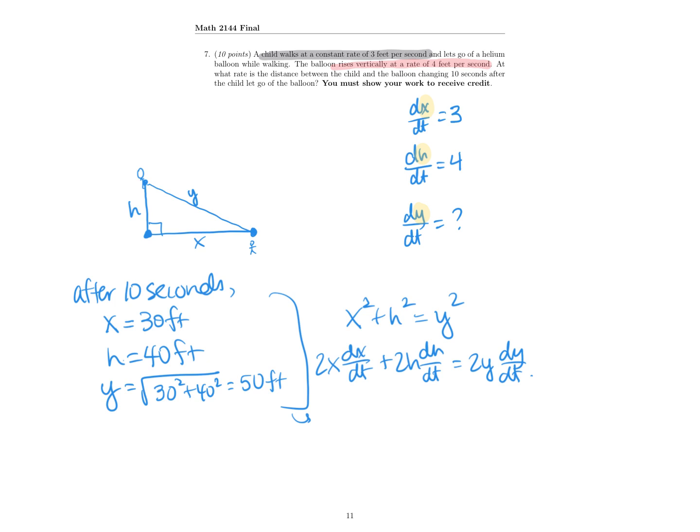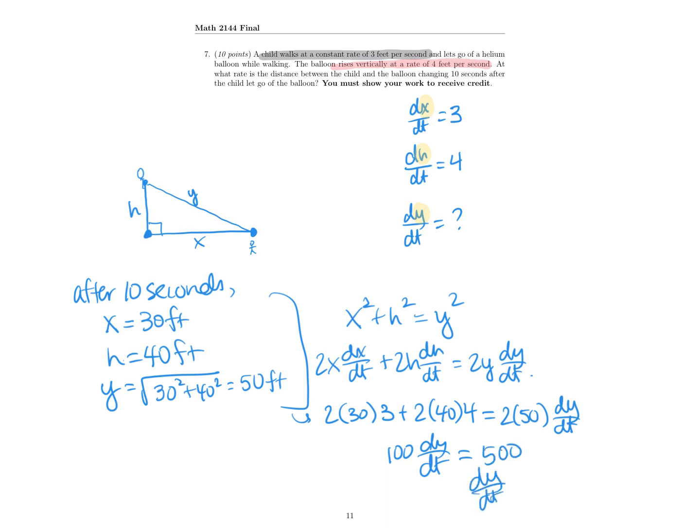So now I can plug all of these values in for what I know. So I'll have 2 times 30 times 3 plus 2 times 40 times 4 equals 2 times 50 dy/dt. And then I can solve that for dy/dt. If I simplify all of that, I get 100 dy/dt equals 500. I divide it over, I get dy/dt equals 5 feet per second.